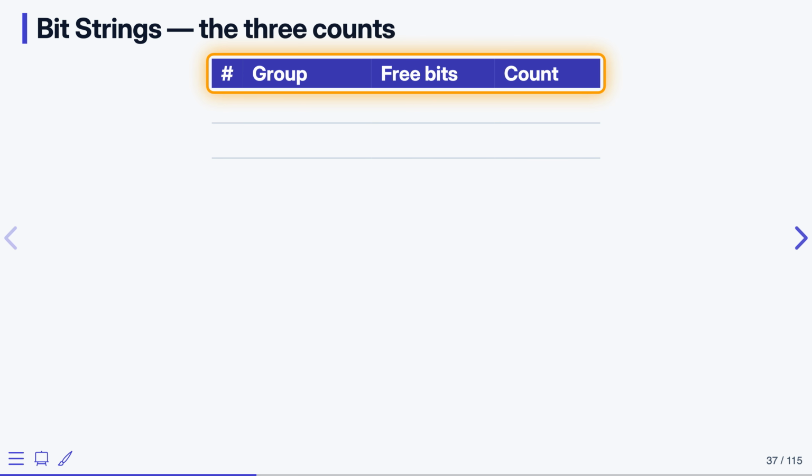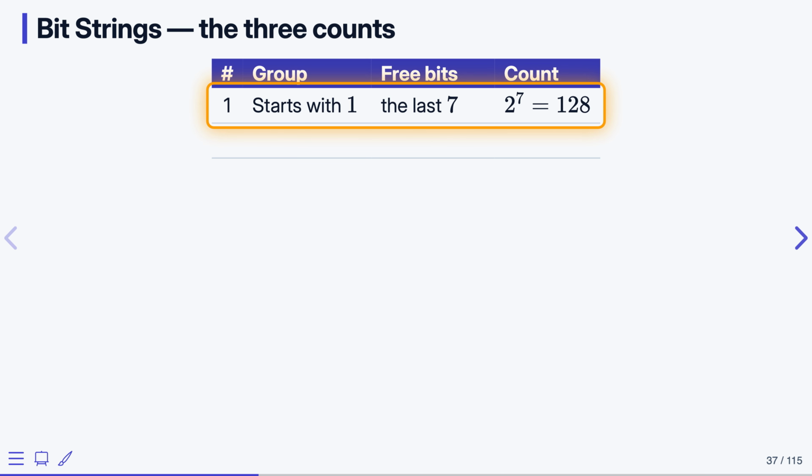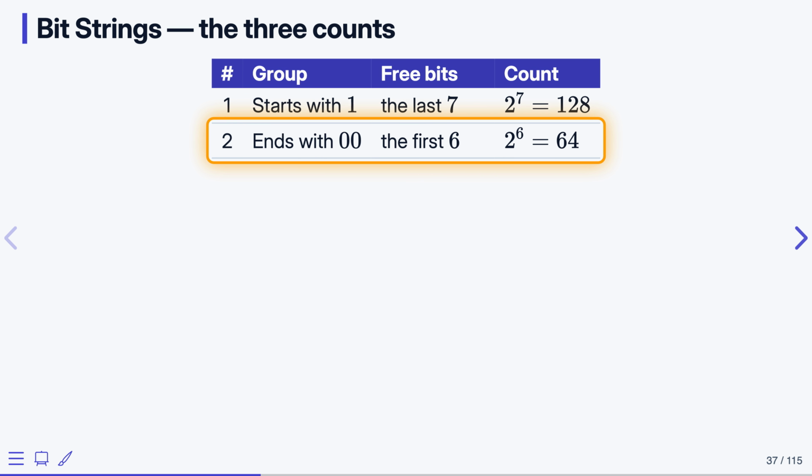Now we count each group. The trick every time is to ask how many bits are still free, then raise 2 to that number. Row 1, strings that start with a 1. The first bit is fixed, the other 7 are free. 2 to the 7 is 128. Row 2, strings that end with 0, 0. The last 2 bits are fixed, the first 6 are free. 2 to the 6 is 64.